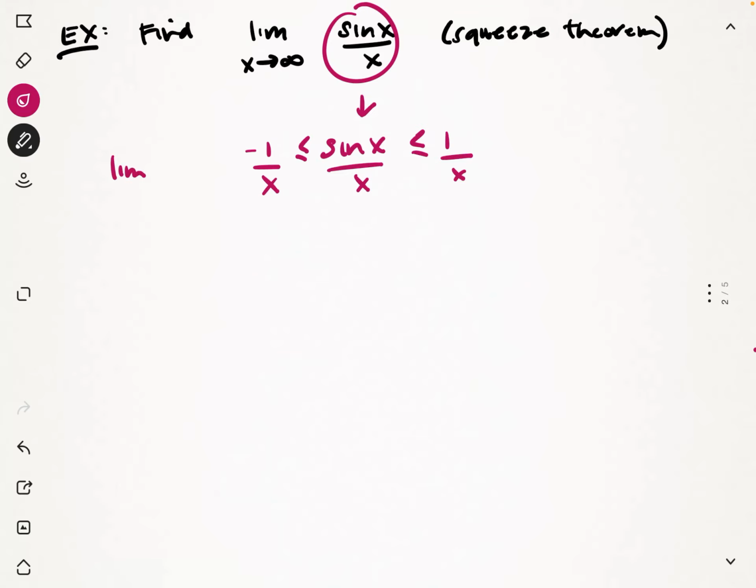So limit as x approaches infinity. The cool thing about x approaching infinity is that we're allowed to plug it in. However, it's not like 0, right? We can't divide by 0, but we can divide by infinity. However, we can only do it if there's a constant or if the x's cancel out. So let's talk about why that is real briefly.